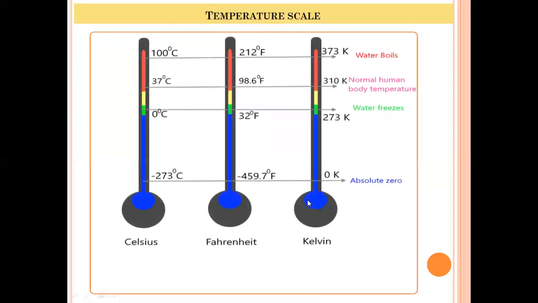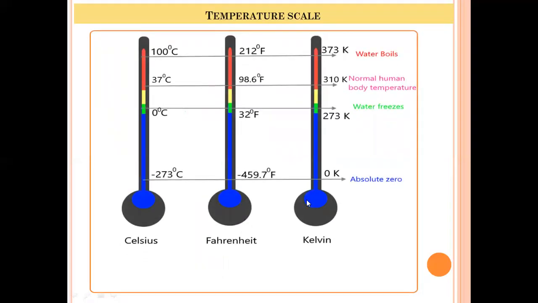Temperature scale. As we have already discussed, there are three different temperature scales: the Celsius scale, the Fahrenheit scale and the Kelvin scale. Now let us consider an example of water on these scales. We know the absolute zero temperature measured on the Kelvin scale is 0 Kelvin, whereas on the Celsius scale it is minus 273 degrees Celsius, and that same temperature on the Fahrenheit scale will be minus 459.7 degrees Fahrenheit.